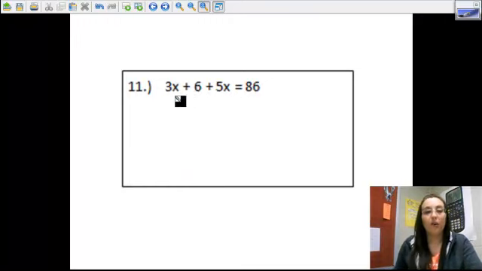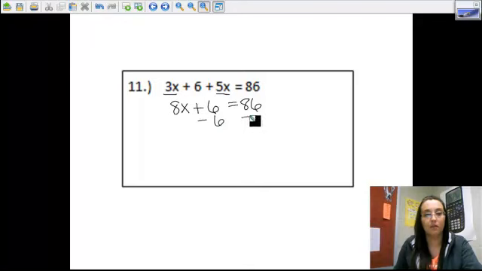Alright, now we've got a little bit more complicated one. We've got 3x and 5x, and this is not in our order of operations, but what you might remember from when we did this last time was that sometimes you're going to have to combine like terms first, and 3x and 5x are like terms. So I want to add these two terms together. 3x plus 5x is 8x. And then on the left side of the equals is still a plus 6 equals 86. So now that I've combined like terms, I can subtract to undo that addition. And I'm left with 8x equals 80.